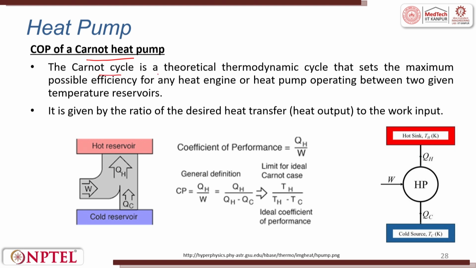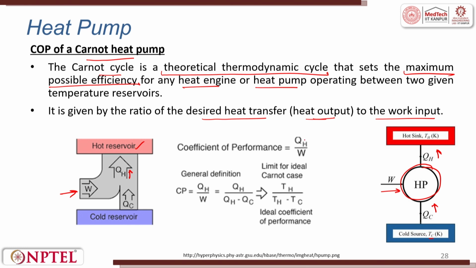The Carnot cycle is a theoretical thermodynamic cycle that sets the maximum possible efficiency for any system, that could be a heat engine or heat pump, operating between two given temperature reservoirs. It is given by the ratio of the desired heat transfer, that is the heat output, to the work input. You see, some work is done from outside. From the cold reservoir, heat is being transferred to the hot reservoir. This is the heat pump in between, where work turns as an input from the cooler body to the hotter body. The temperatures are temperature cool, temperature hot.